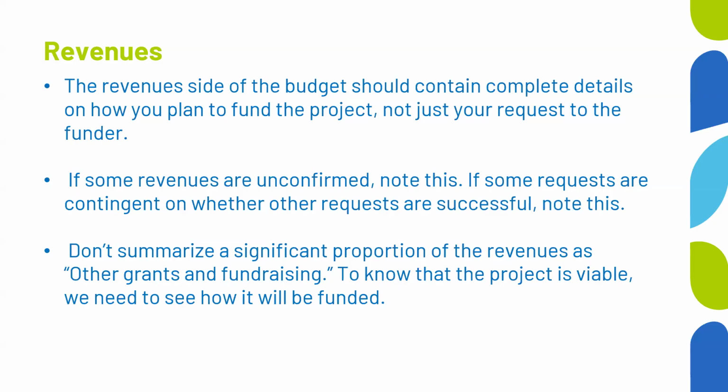I've seen many, many grant budgets where the revenue side looks like Saskatoon Community Foundation, $10,000. Other grants and fundraising, $80,000. In order for us to know that this project can work, we need to know where you're getting that. Are you getting a few $1,000s from your annual bake sales or things that you do, or from your gala? Are you going to bring some donor money into this? Are you going to approach this and that funder for pieces of it? If the plan makes sense, then it's more likely to be supported.